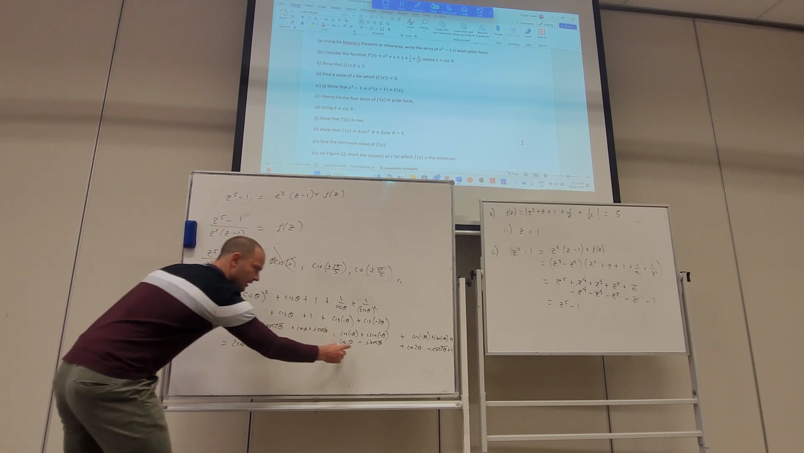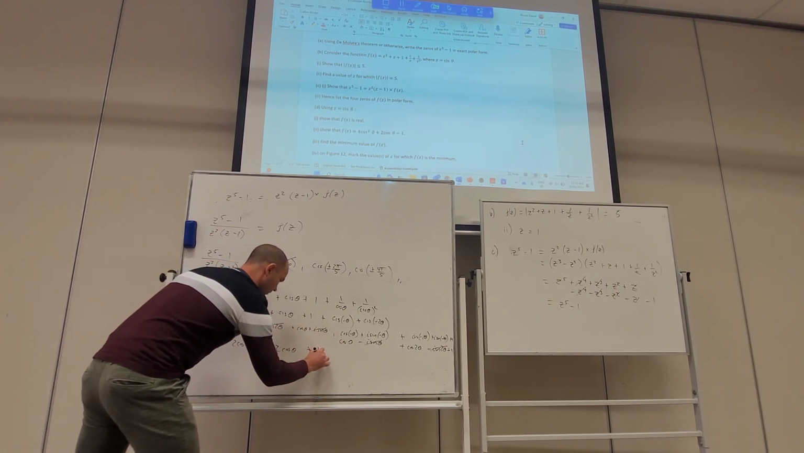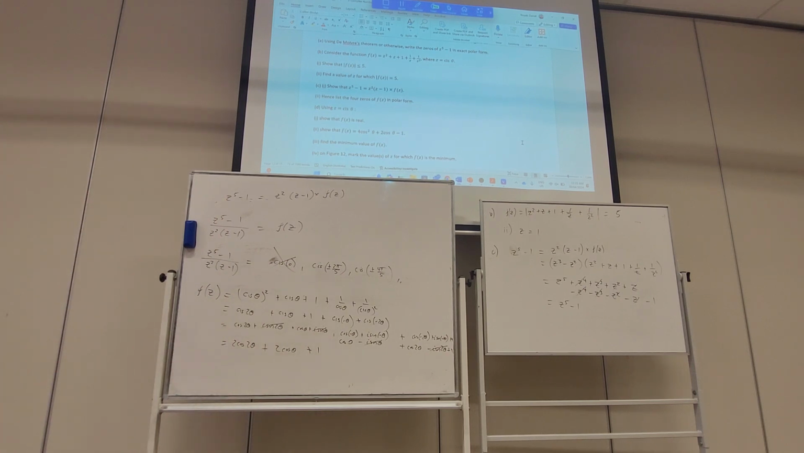plus 2 lots of cos θ, and then plus 1. So that's what f(z) is. There's no imaginary component to it. We've shown that it's all real. There's no i involved in it. That makes sense? Yeah. Okay.